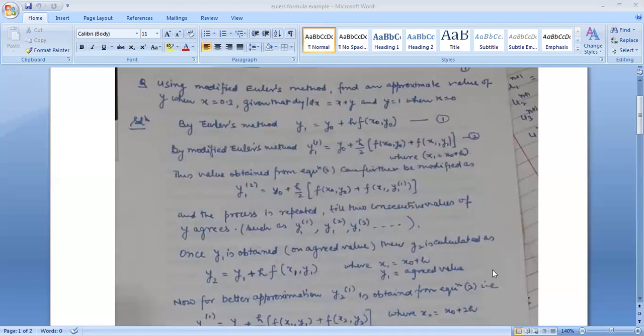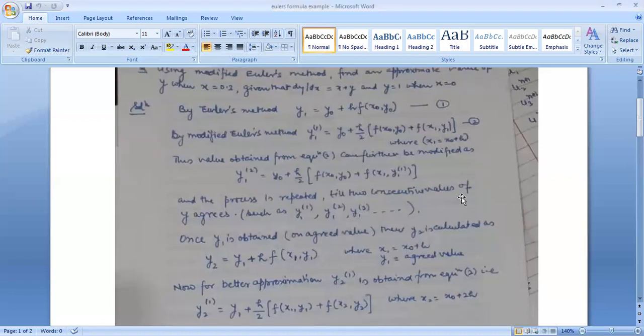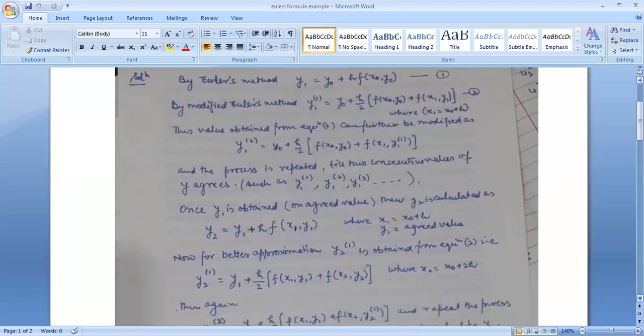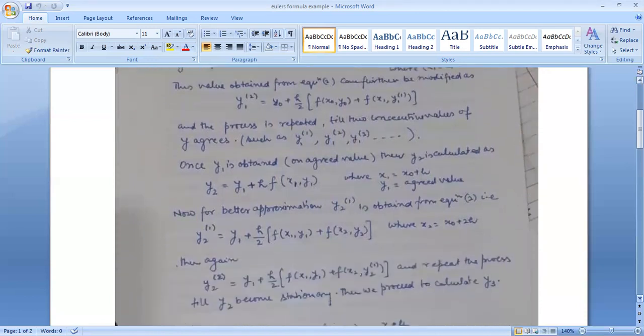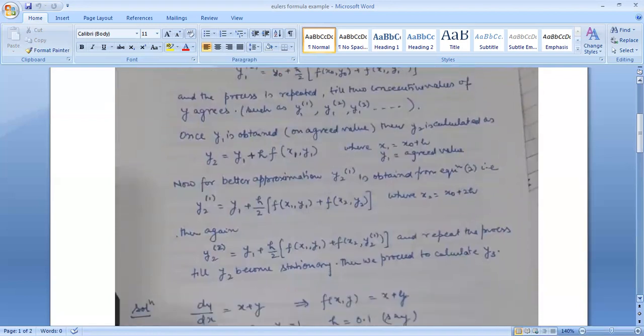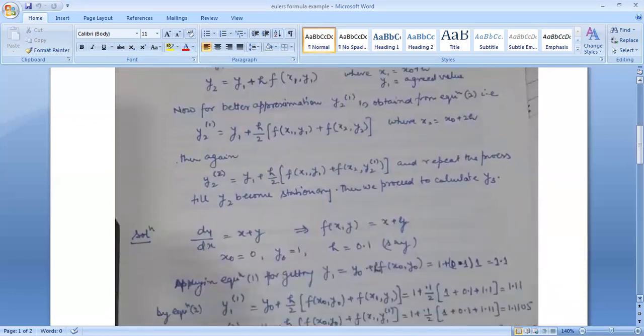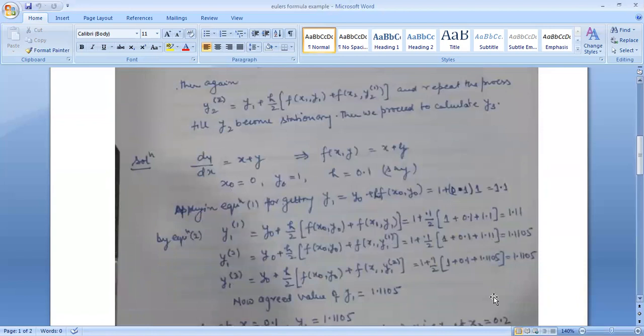And once you are able to get y1, then you will apply formula number 1 to obtain the value of y2. And similarly, once you get the value of y2, you have to find out the value of y2(1), y2(2), and y2(3), such that two values of y2 are nearly equal. So in this case, this problem has been solved considering that h is equal to 0.1. First of all, the first formula is applied to get the value of y1. y1 is equal to y0 plus h f(x0, y0), and you are getting 1.1.